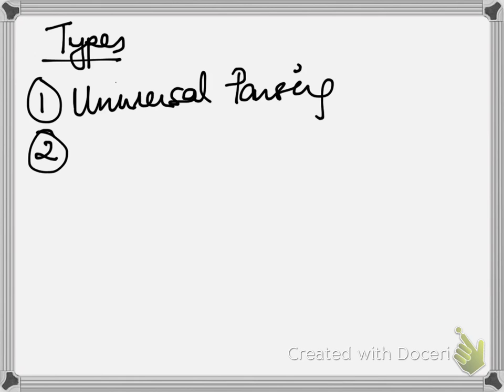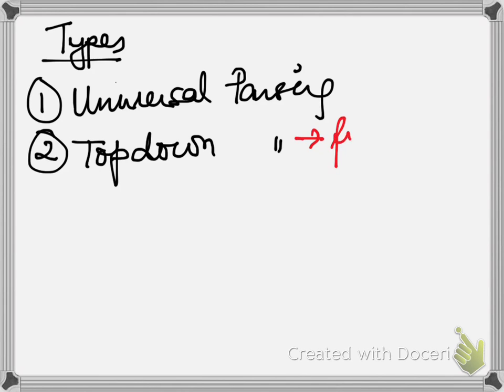The second is your top-down parsing. In top-down parsing, we build a parse tree from the root, that is from the top, to the leaves, which is the bottom. That's why top to bottom, top down. So you start from the root to the leaves. You start from the start symbol till you get down to the leaves, that is the terminals.